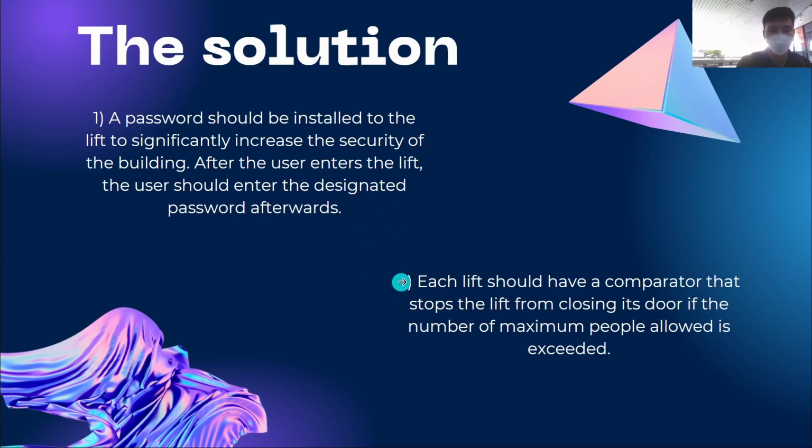So for the second part, which is part D, the solution is for each lift to have a comparator and stop the lift from closing its door if the maximum number of people allowed is exceeded. The lift will display P, which means that the weight in the lift is too heavy and they should decrease the number of people in the lift.